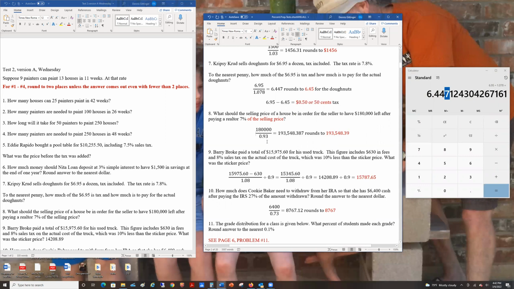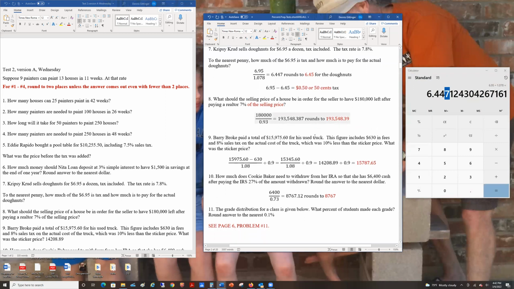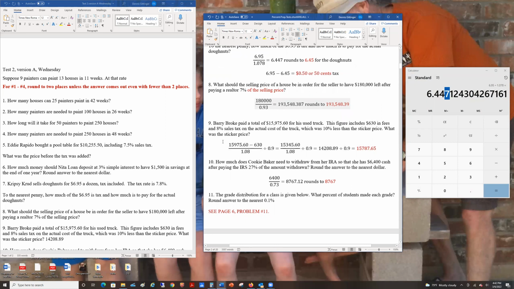So the selling price times 0.93 has got to be 180,000. So we got to divide that by 0.93, and we get 193,548.387. You can verify that, and that rounds to 39 cents. Why did I not round it to the nearest dollar? Because it doesn't say so. And if it doesn't say so, guess what? It's money. Round it to the nearest penny unless it says to do something else. Okay, number 9.